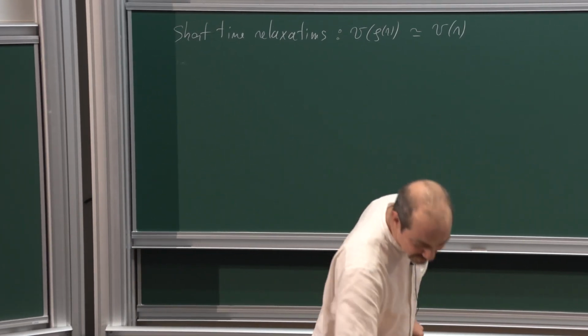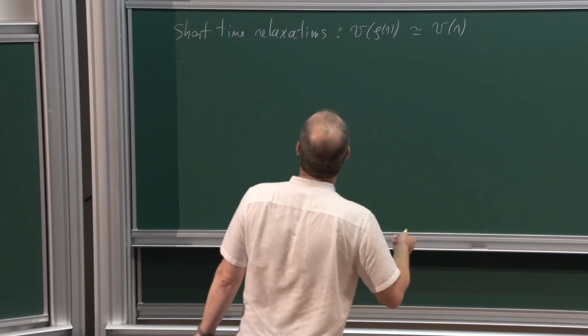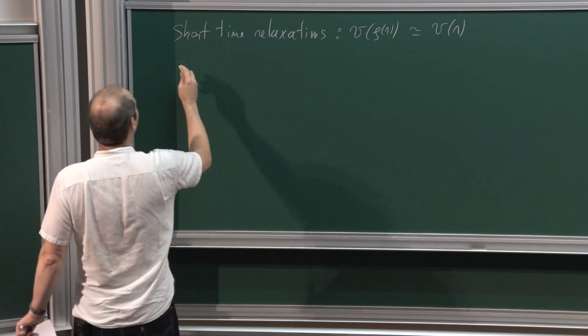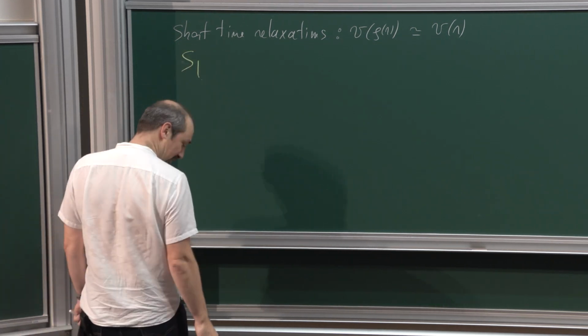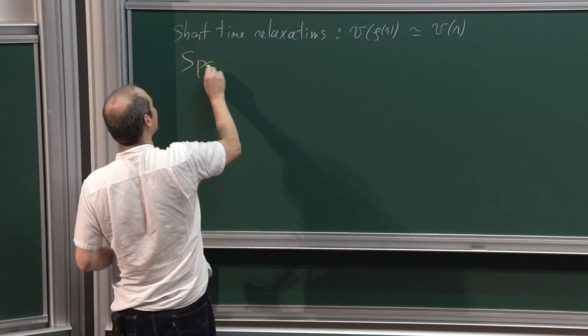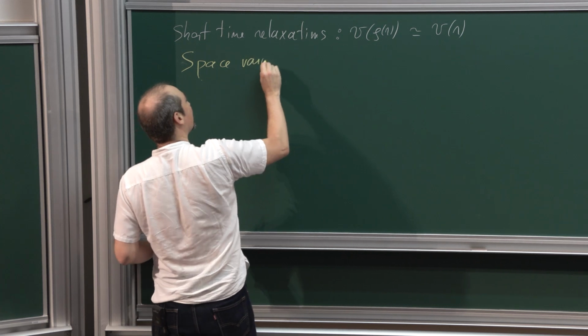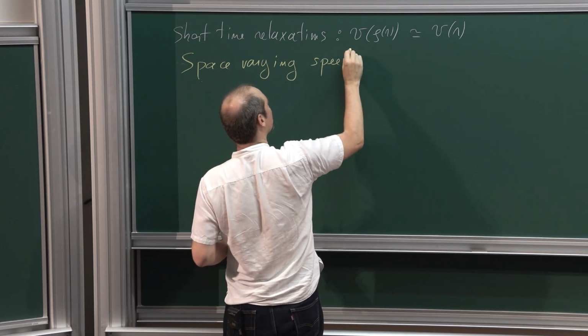Yeah, also kiss goodbye to my chalks. There's some sticks there, I don't know. Yeah, I know. I'll be fine. Space varying. Okay, I don't know how many chalks I'll break. Space varying speed. Spatially varying speed.